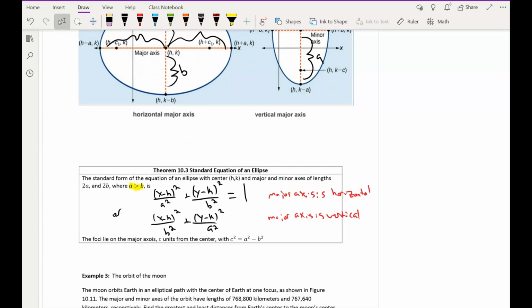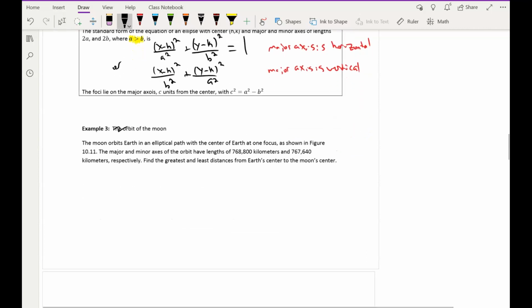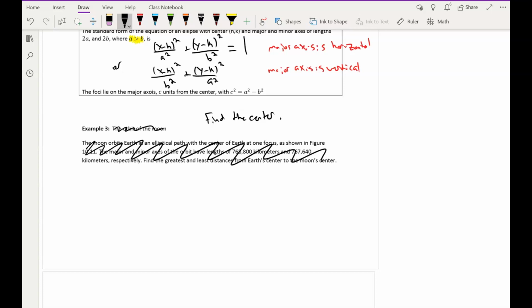Now we're going to move to an example here where we're going to omit this one for now. And instead, we are going to do a problem where we're not graphing. We're just going to find some certain values. So what we want to do instead here is I'm going to do a new problem. We want to find the center, the vertices, and foci of the ellipse.